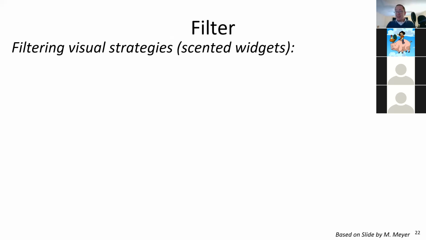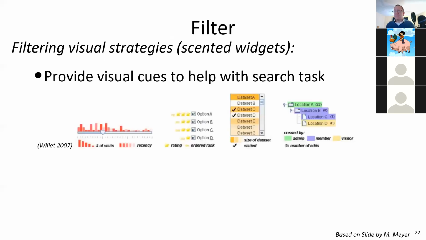Well, a scented widget is... I know certain places give me a lot of bang for my buck, so I go there first. I know sometimes when you buy one item, you buy another item together. That also is a scent that helps me figure out where I want to go next. Scented widgets are widgets that give you hints about what stuff was around you.